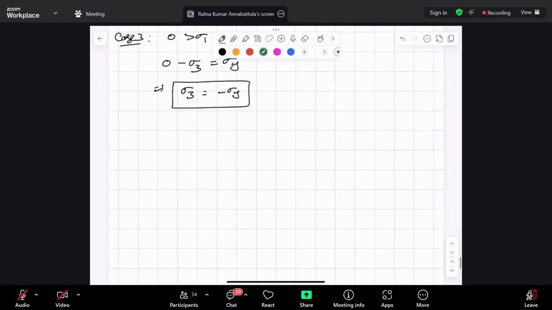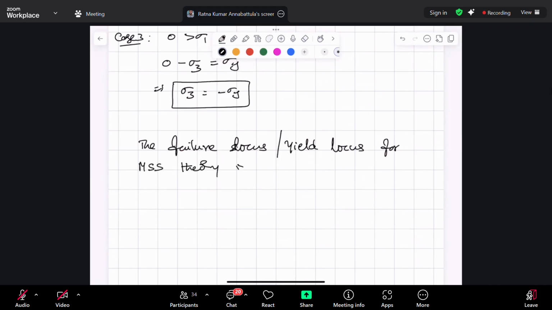So the failure locus, or yield locus, here is nothing but the yield locus for maximum shear stress theory in principal stress space, and it is a hexagon.